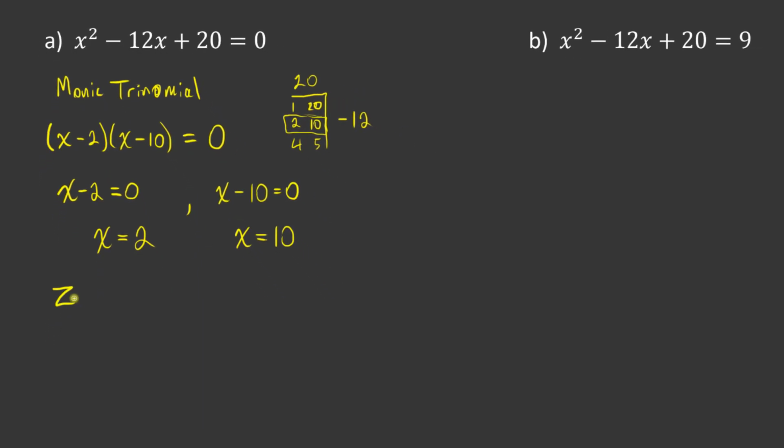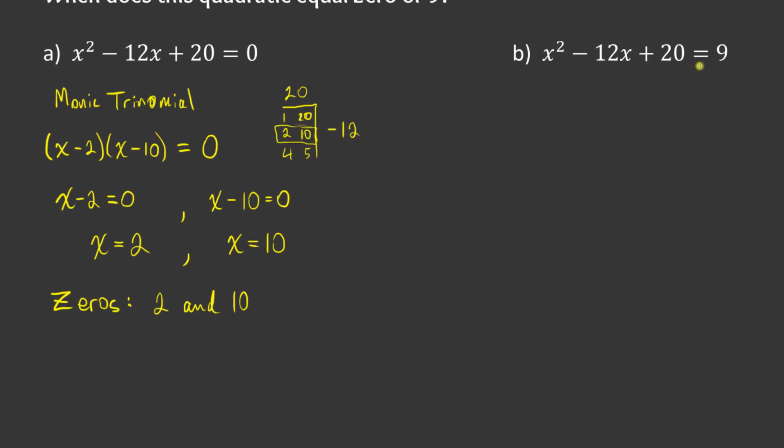So you might be asked to list them. You might be asked to state what the x-intercepts are. They're all the same thing, just different ways of saying it. So my zeros are 2 and 10. Also could be written as a comma-separated list. So that's when the graph is equal to 0. But when is my graph equal to 9?